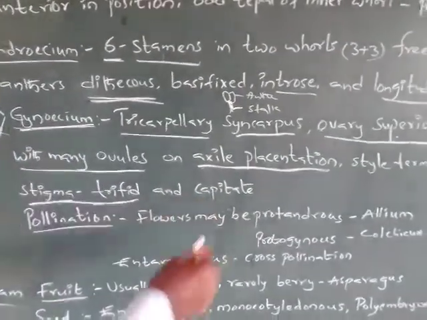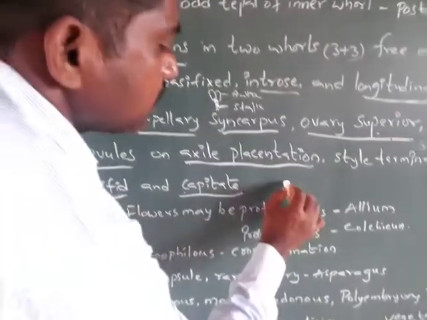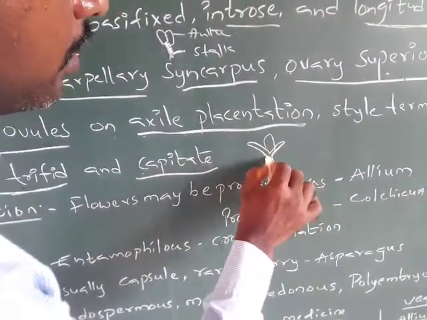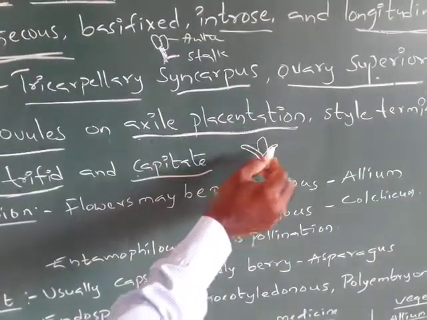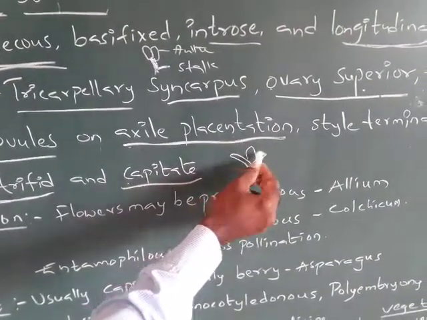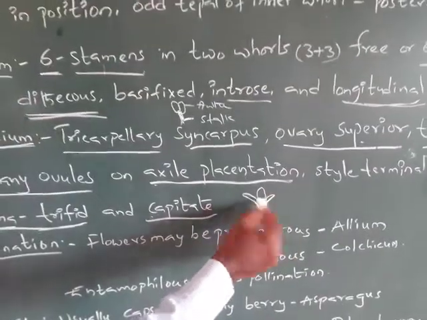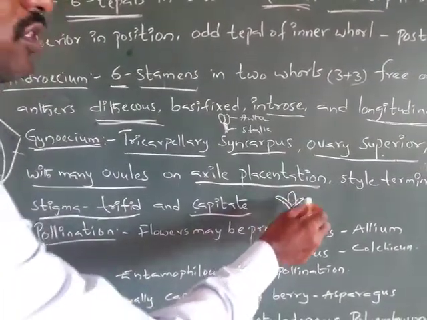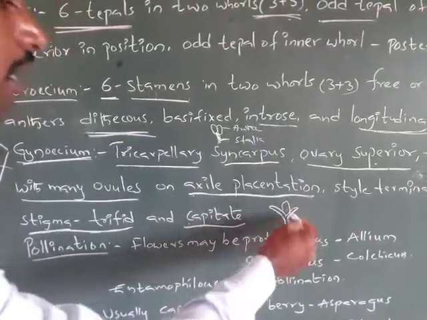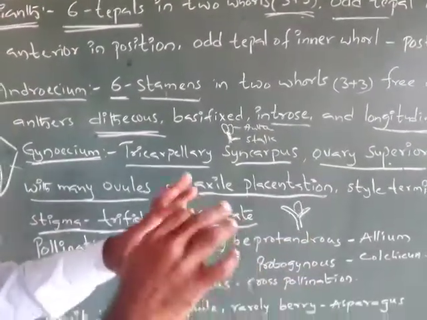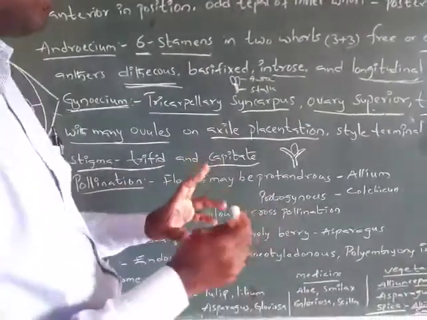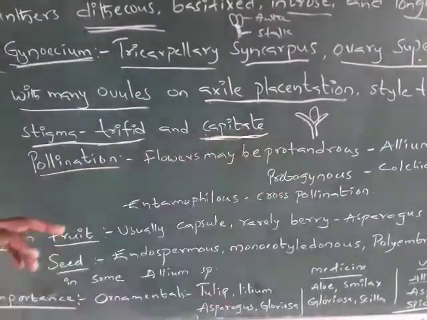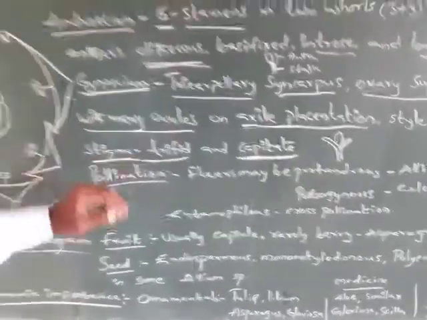Stigma is a trifid and capitate stigma. Here the stigma is trifid, which means the stigma is divided into 3 lobes. Tri means 3 lobes. The stigma which contains 3 lobes is called a trifid stigma, and capitate means it is a swollen, knob-like structure. So here it is the capitate and trifid stigma which is present in the Liliaceae family.